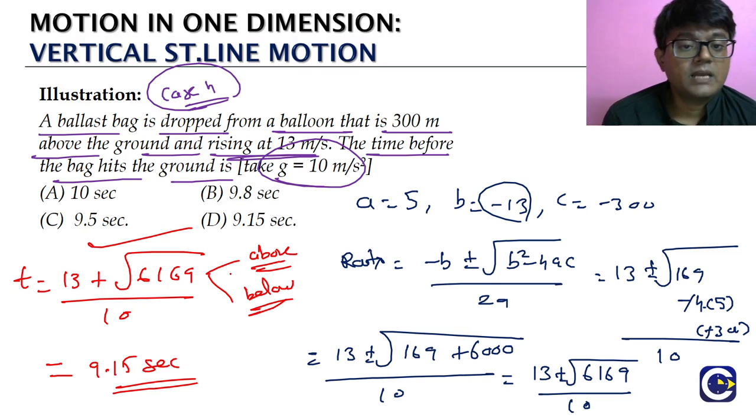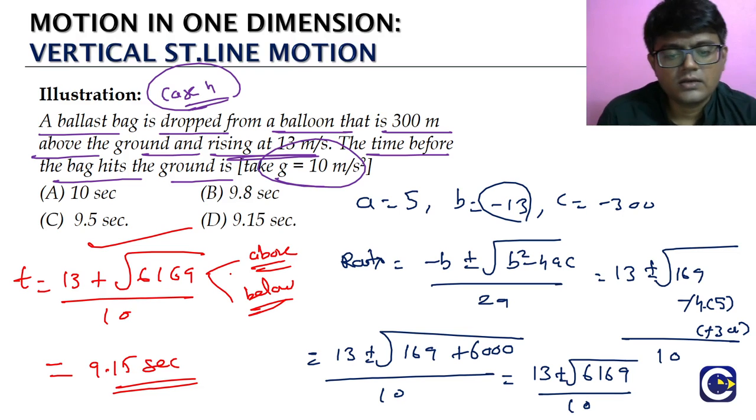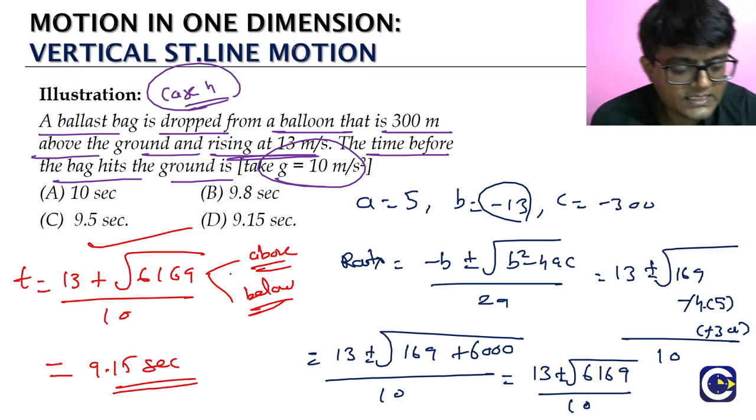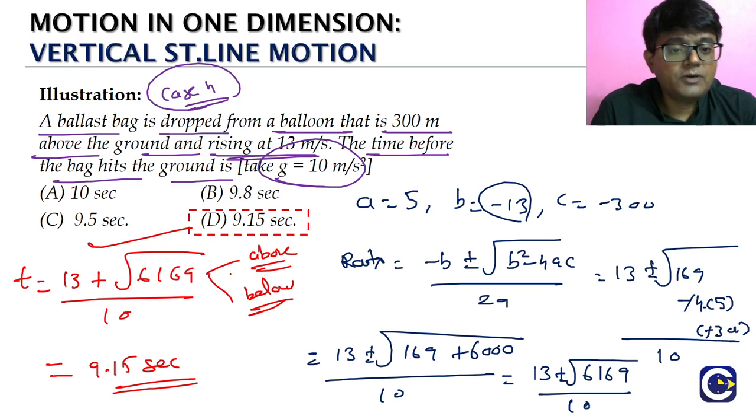Sometimes we might be lucky to get the number itself as a perfect square. In those cases we will be able to get the correct answer. If not, we have to do these approximations. So what is the correct answer for this? It will be 9.15 seconds approximately. Okay, so this is how we are going to approach this type of question. Whenever we are getting a quadratic, first check if factorization is possible. If factorization is not possible, then we'll go for the discriminant approach.